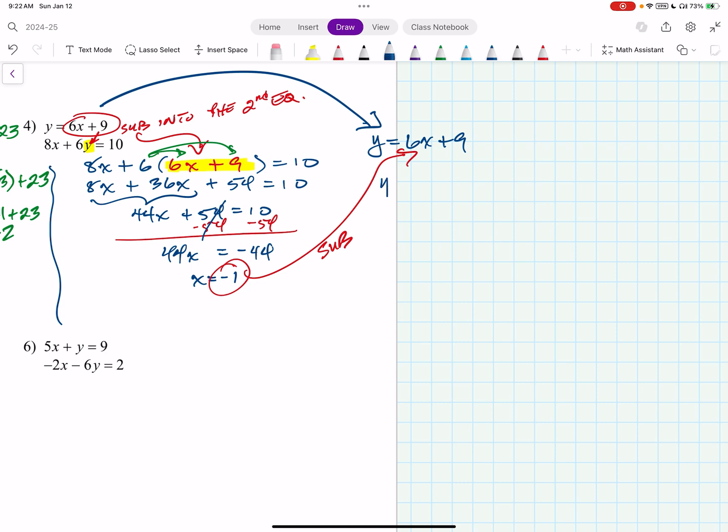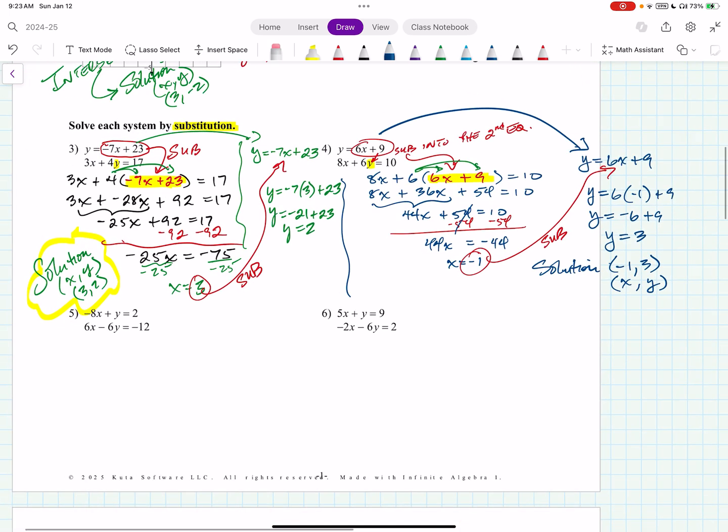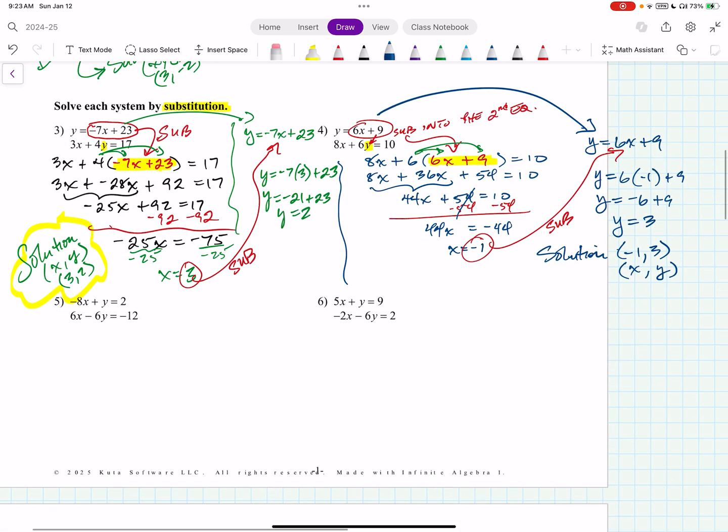Then what we have here is y is equal to 6 times negative 1, and then plus 9 more. So 6 times negative 1 is negative 6, plus 9, or 9 minus 6 is 3. So my solution for this system is negative 1 comma 3. Remember, it's always x and then y. All ordered pairs are x comma y. And there we go.